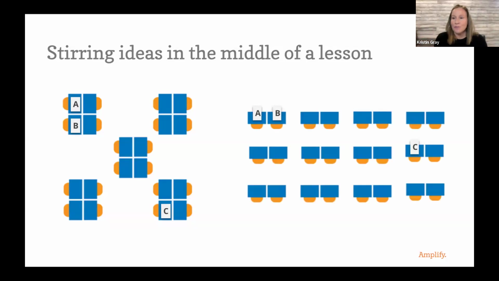And the same thing happens if you're arranged like this. This pair of A and B might never hear what C says, and vice versa. So stirring ideas in the middle of the lesson is really important, just to pull on all of the knowledge and experience and expertise that's in the classroom.